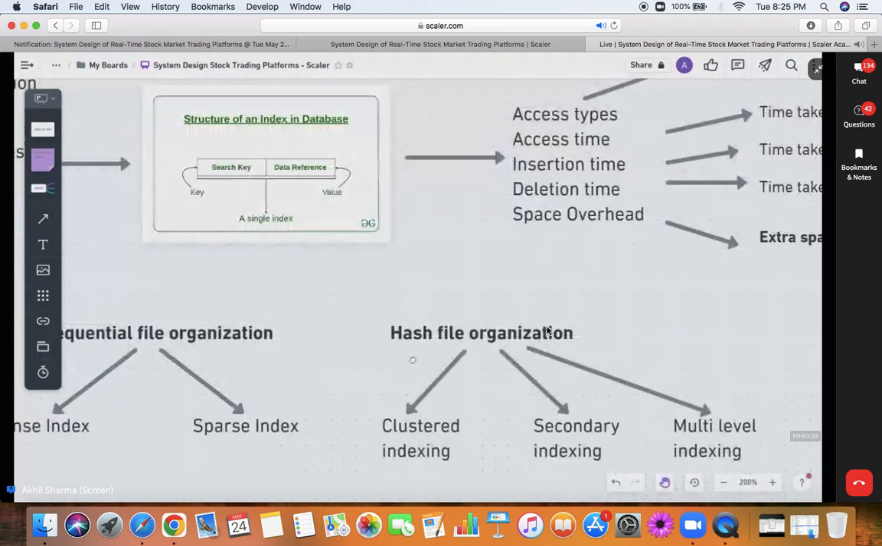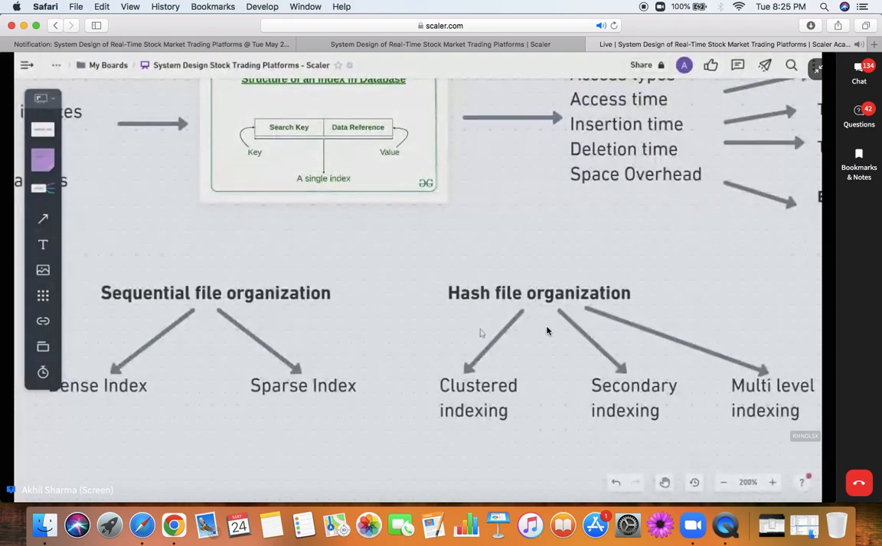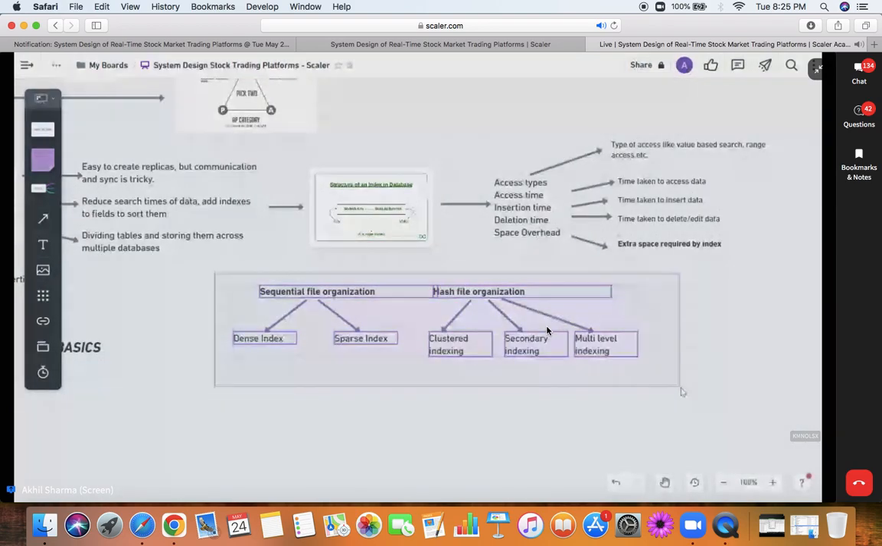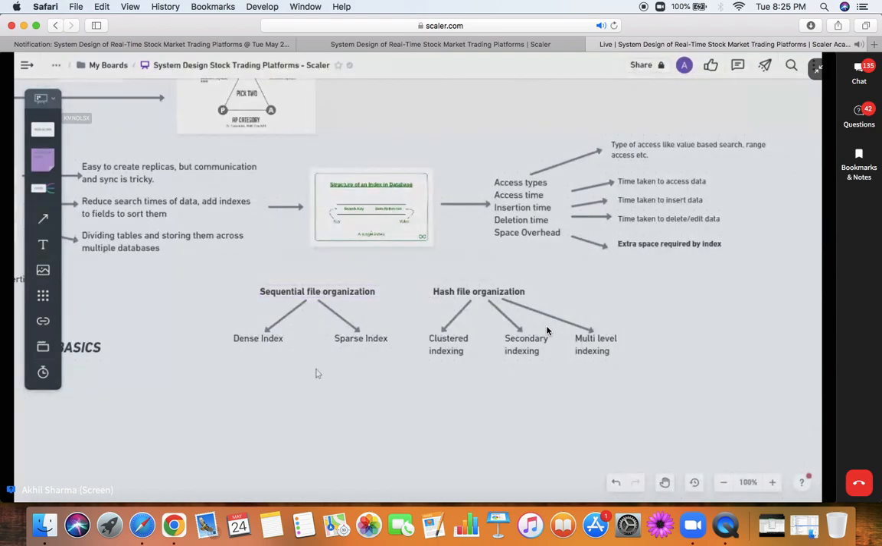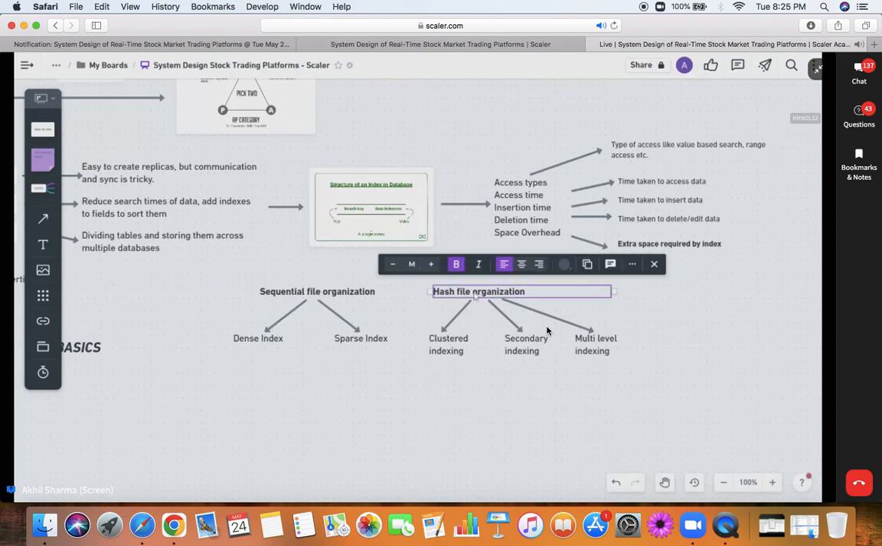There are two more things that are completely optional, and you don't have to read about them if you don't want to. One is sequential file organization, which is how an index works, and hash file organization. Like I said, there are two ways the index can organize data. Let's say you want to access some data by name or age, you can store that data in sequential file organization or hash file organization, depending on how you want to do it.